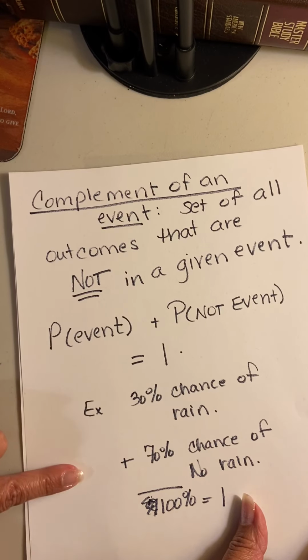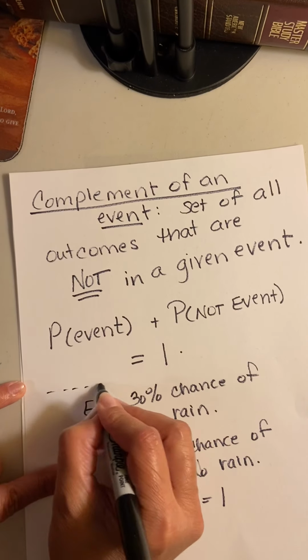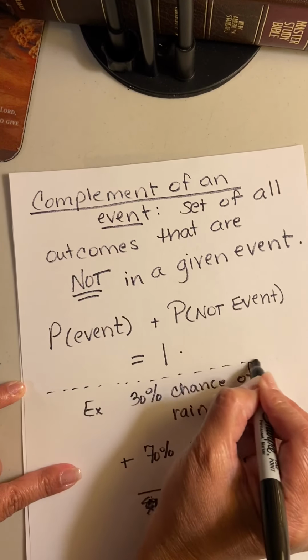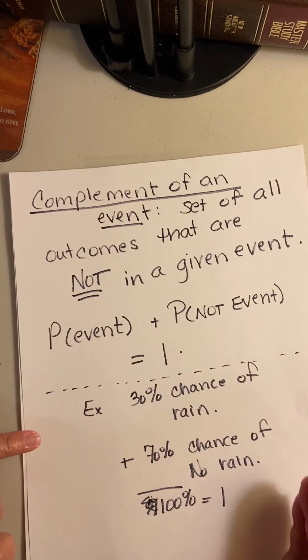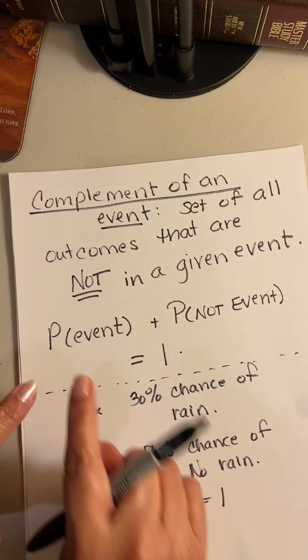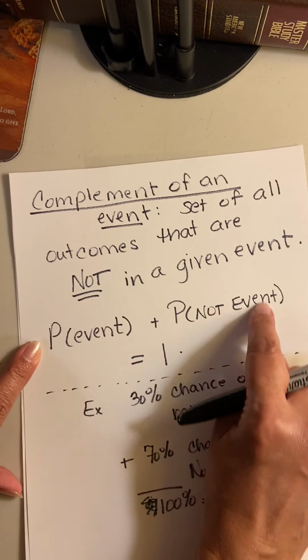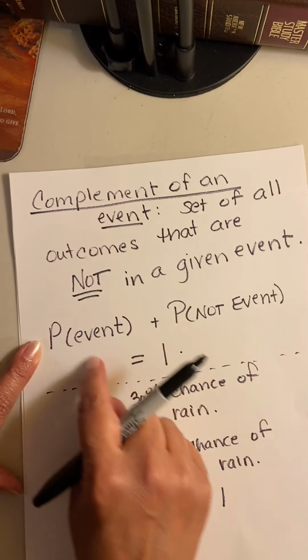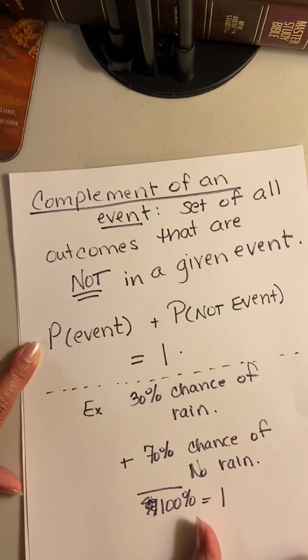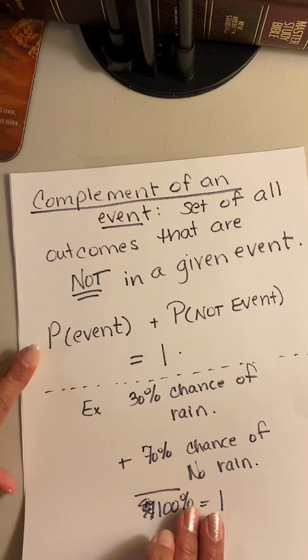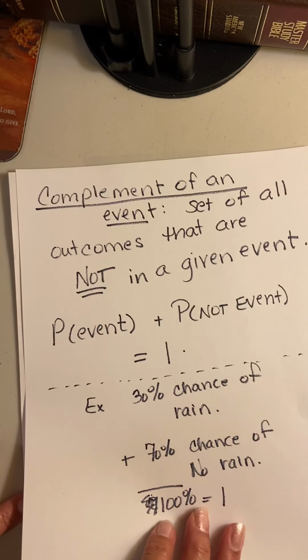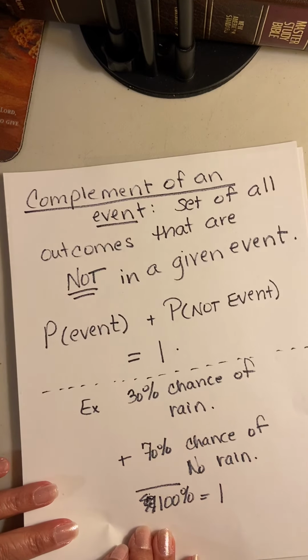But I wanted you to see this kind of thing. They made this very formal looking in your book, and it's not really that big of a deal. But the probability of an event plus the probability of not that event, the sum of those will always equal 1 whole, or 100%. Okay? All right, let's move on. I hope that was enough information on that.